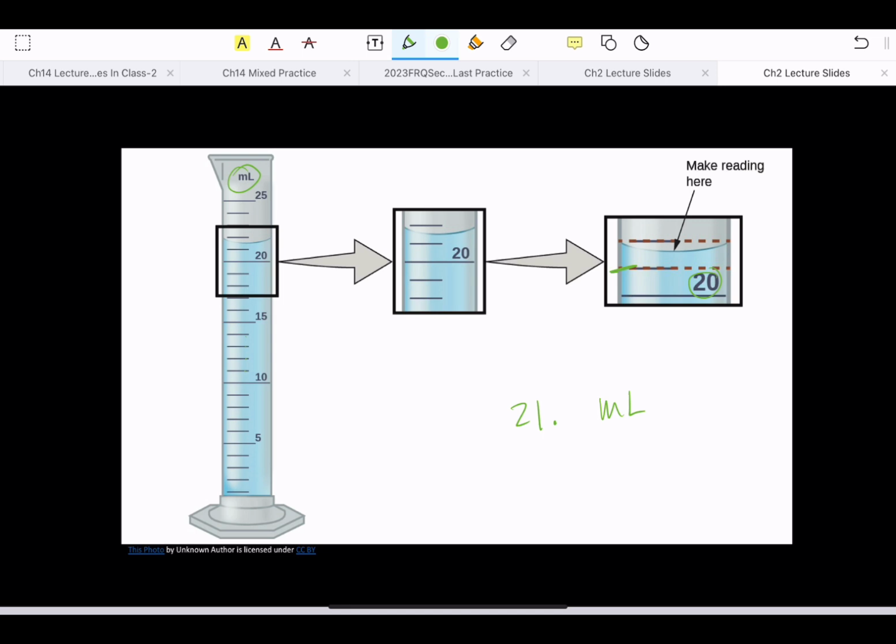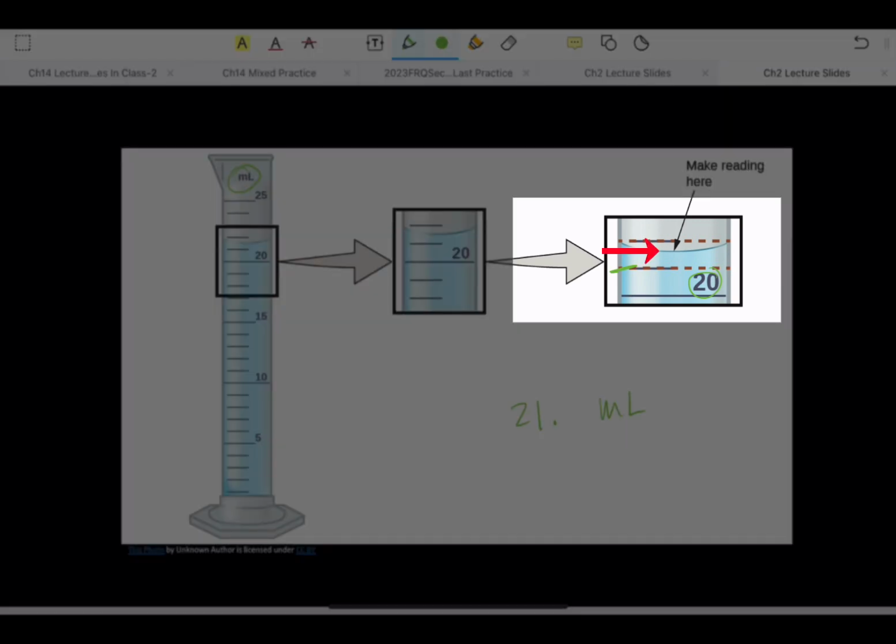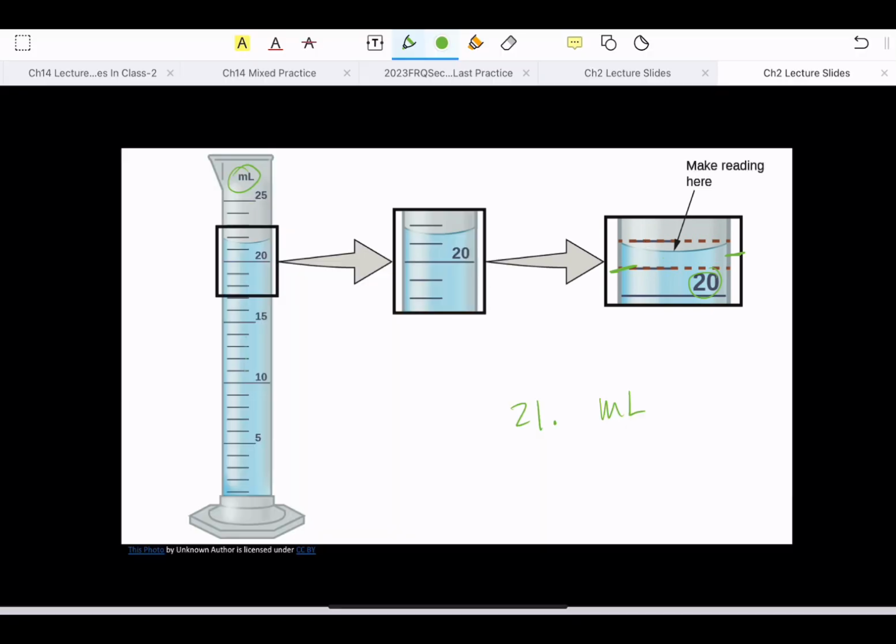So if my meniscus is here, I can see that that is just beyond half. As in, this is the halfway point, and that is just beyond half, so I might say 21.7 or 21.6. And either of those would be reasonable measurements for this water reading in this graduated cylinder. Does that make sense?